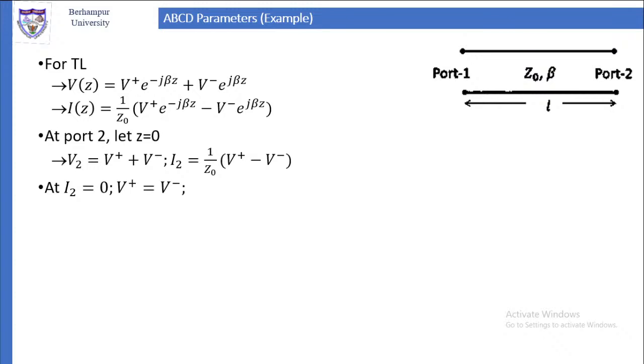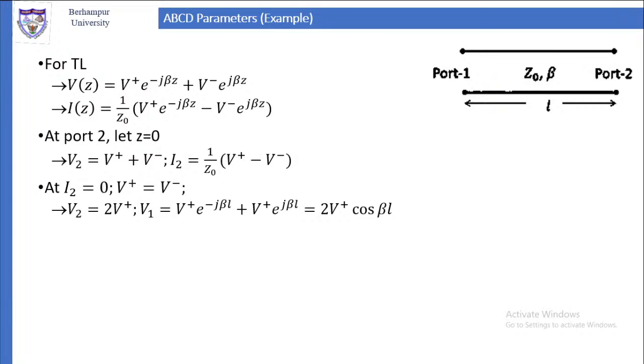Now, if we put I2 is equal to 0, then V plus is equal to V minus, because I2 is equal to 1 by Z0, V plus minus V minus. Therefore, when I2 is equal to 0, V plus is equal to V minus. Now V2 is equal to V plus plus V minus, that is 2 times V plus.